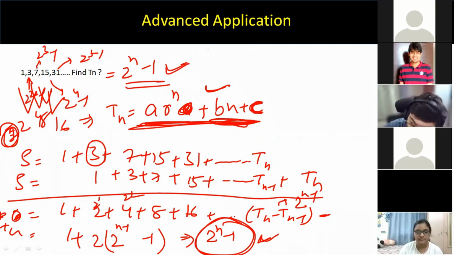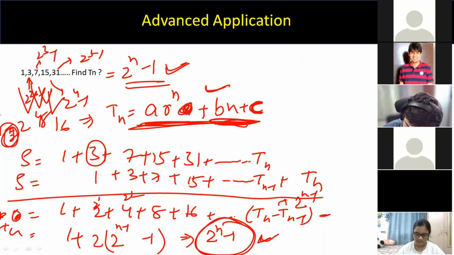Yeah, Shantika. Could you please explain this part? Tn equals a r to the power n plus bn plus c. Okay, so that's a new learning. That is the general term. So if you get a GP in the first common difference... so far what was happening was that our common difference was coming the same. Then we used to take a general term on the basis of the linear polynomial function.